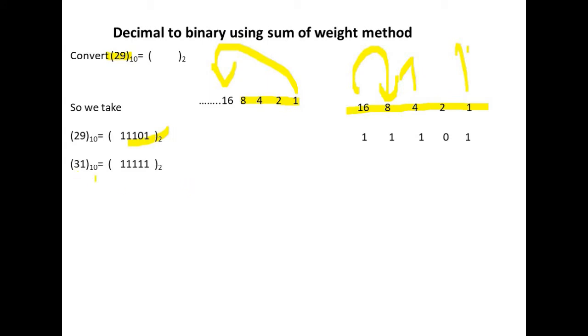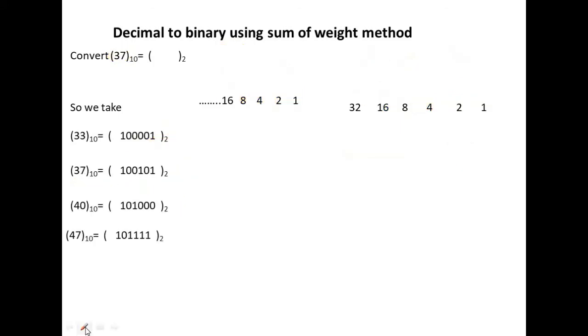Now come to 31. How would we find the weights of 31? 16 plus 8, 24 plus 4, 28 plus 2, 30 and 1, 31. All 5 digits are required to get the number 31. So we have put 1 in all positions of the weights. So the binary equivalent of 31 will be 1, 1, 1, 1, 1. Let us explore some more examples.